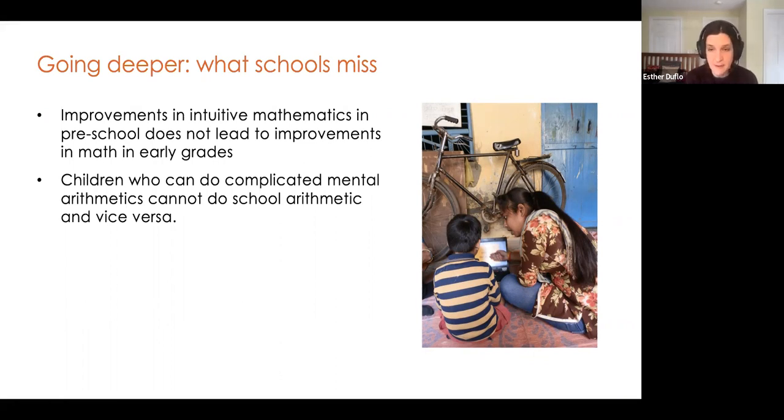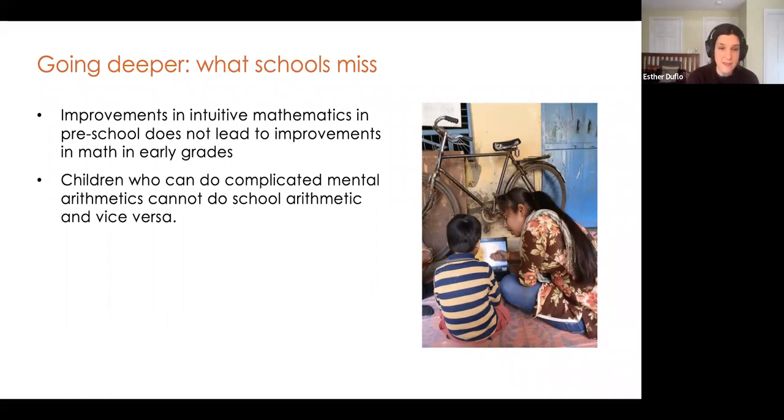That comes from my recent research, in particular with Liz Spelke, a cognitive psychologist at Harvard, who is a specialist in how kids learn about mathematics. The first one is at the preschool level: we show that it is quite easy to improve intuitive mathematics in preschool. But even though kids understand mathematics much better when they reach grade one, that doesn't help them do better in math in grade one. It probably has something to do with the fact that the schools didn't leverage this extra mathematical skill that the kids come with.